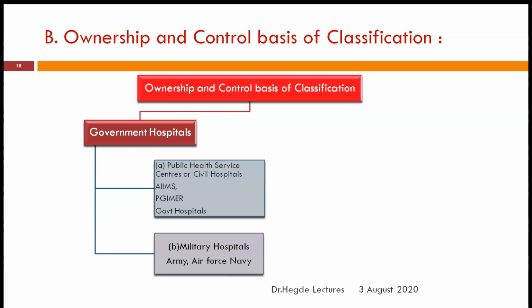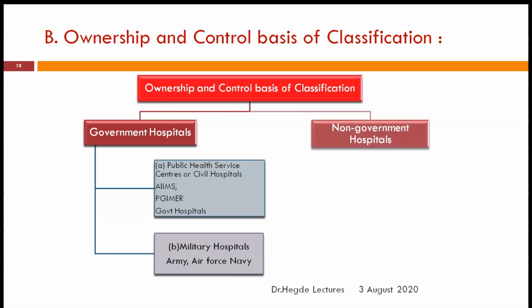And secondly, under government hospitals, we can see the military hospitals. The name itself is self-explanatory: military hospitals are those hospitals which give patient care for army persons, whether they belong to the Army, Air Force or Navy, any of the three services rendered to the society. So these hospitals are called military hospitals, and they come under the category of government hospitals.